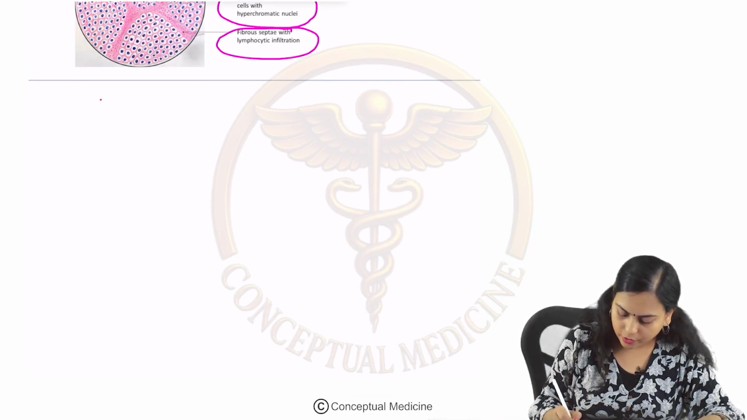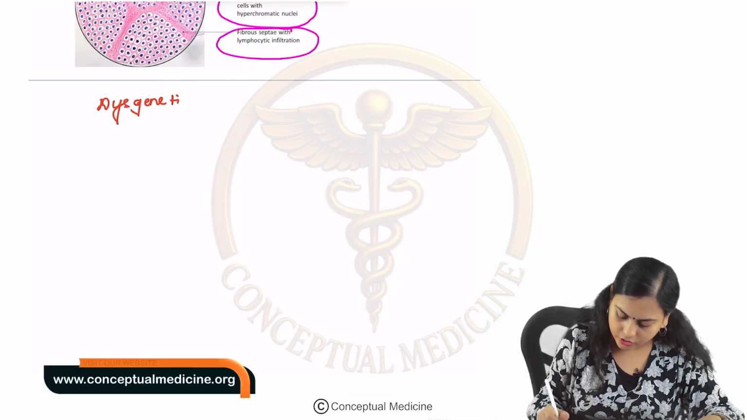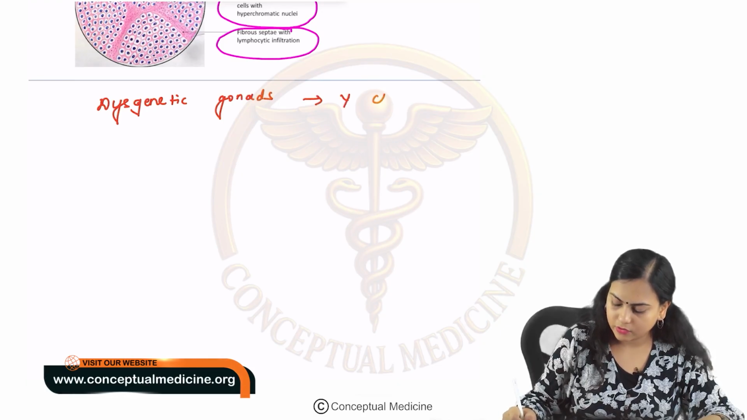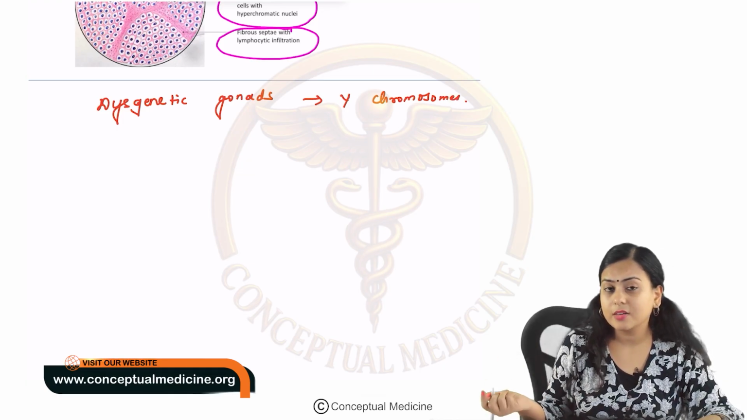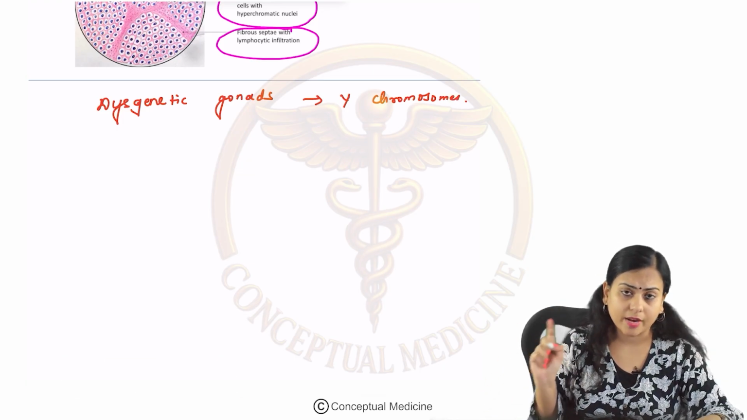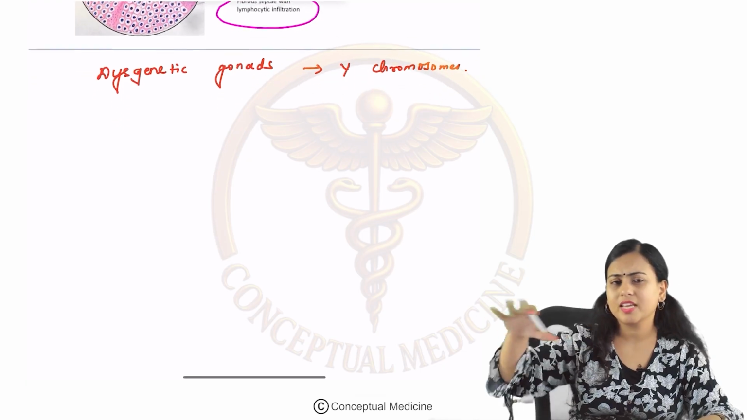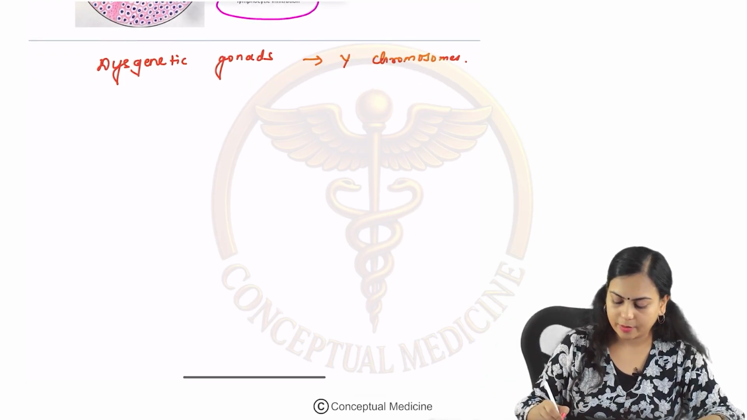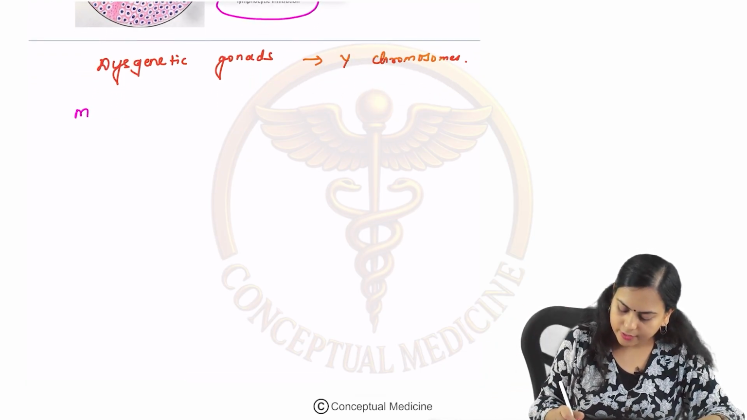A few dysgerminomas can arise from dysgenetic gonads because of the presence of Y chromosomes. It may even arise from a pre-existing gonadoblastoma as well. So many associations of dysgerminoma can be seen. So how will you manage dysgerminoma?